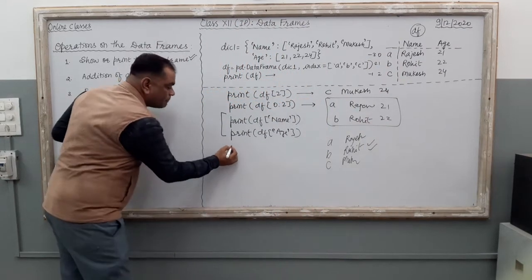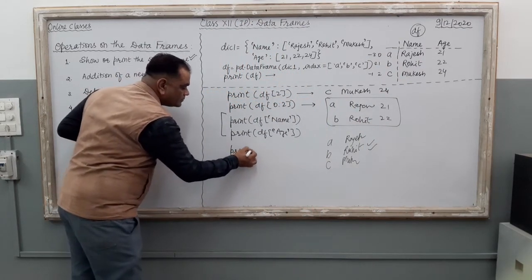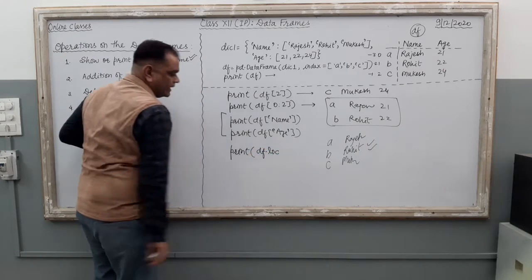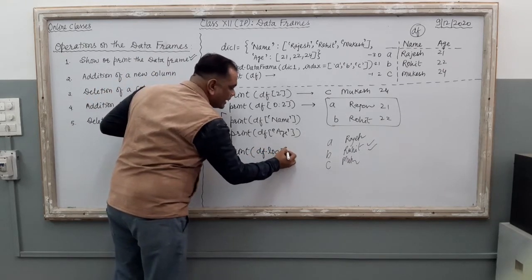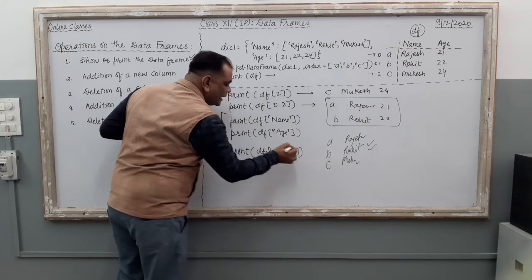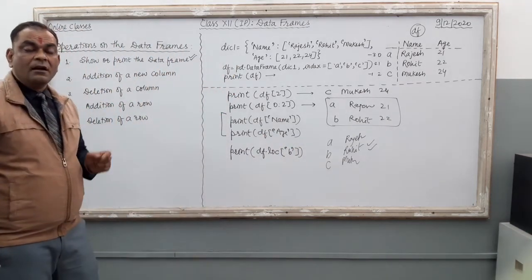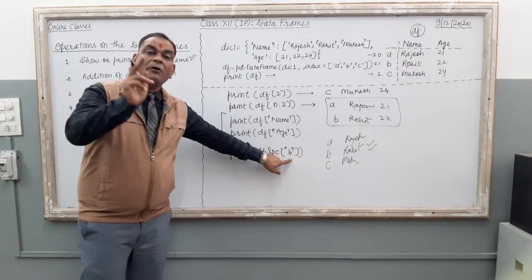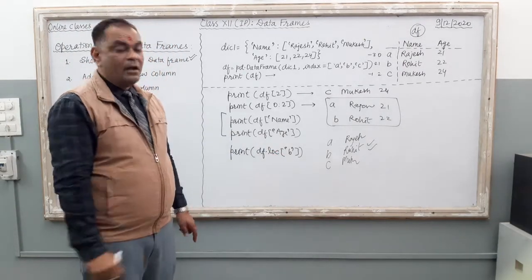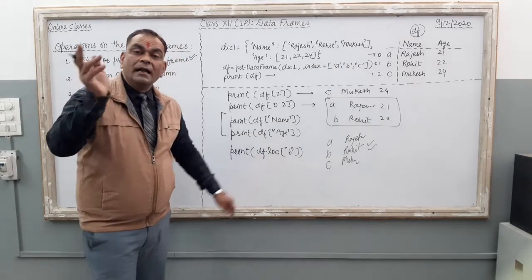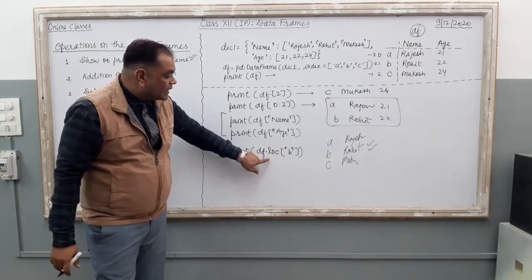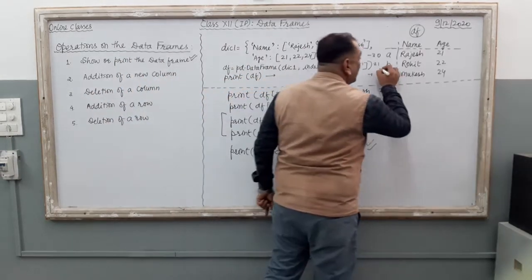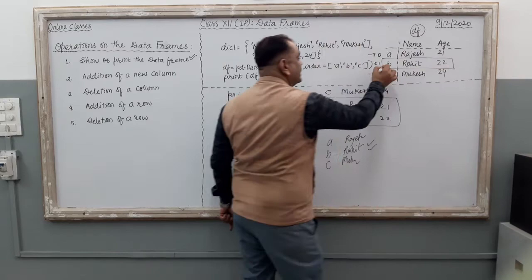Just see, if I supply the command print df dot LOC and inside the bracket if I use B. Here with the LOC function, we have to supply the specific row name, or we can say specific index name. LOC function works on the name of the index. If I supply the command df.loc B, what will happen? The record of this one will be there on the monitor.